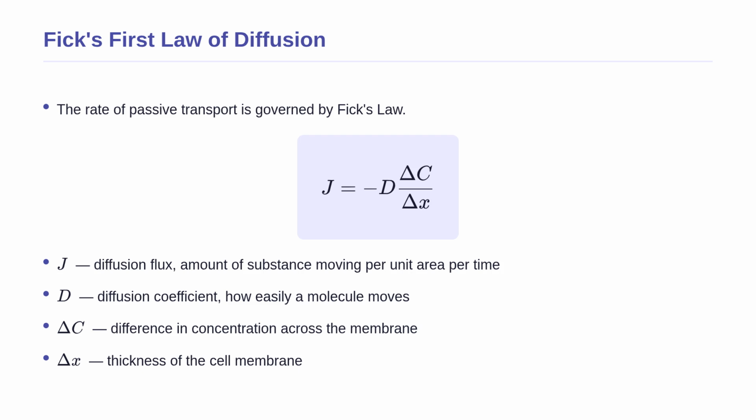The negative sign is crucial here. It shows that movement happens in the direction of decreasing concentration, from high to low. If the concentration difference increases, the rate of diffusion will also increase, meaning a steeper gradient causes faster movement.